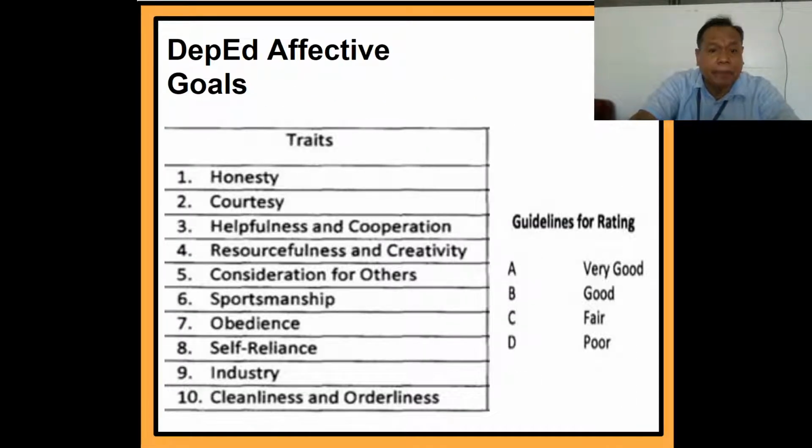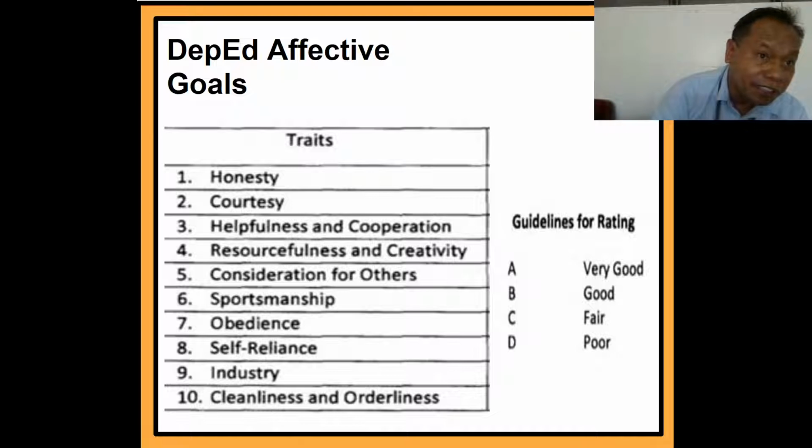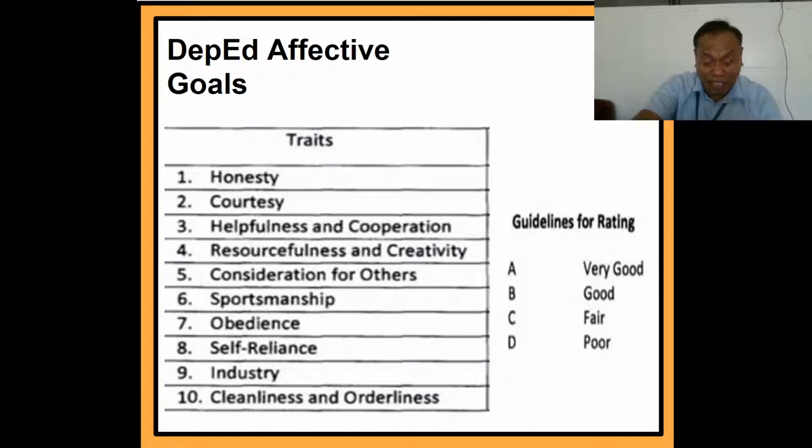Now, in the Department of Education, you all have grades. Now we all have grade cards, Form 138. And these traits are the DepEd affective goals: honesty, courtesy, helpfulness and cooperation, resourcefulness and creativity, consideration for others, sportsmanship, obedience, self-reliance, industry, cleanliness, and orderliness. Maybe you are asking, how did my teachers grade me in these traits? Maybe they just observed you. They did not use any self-report questionnaire or checklist.